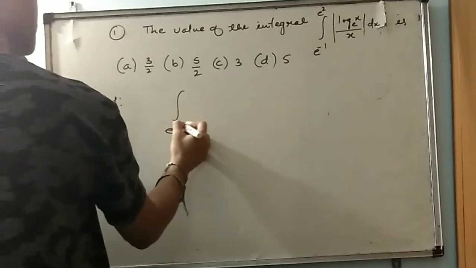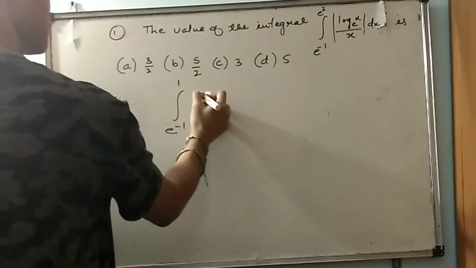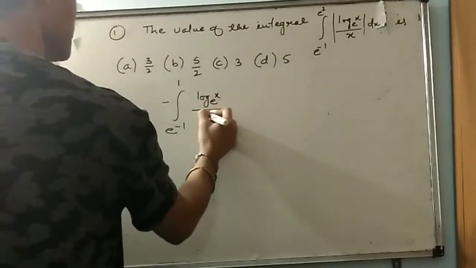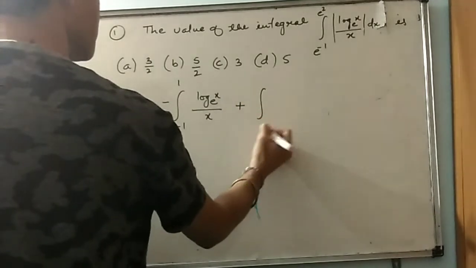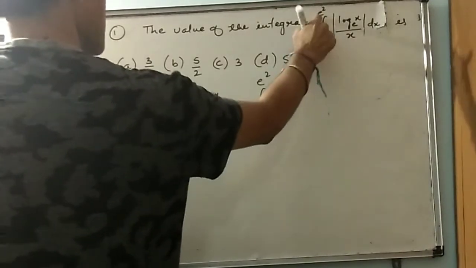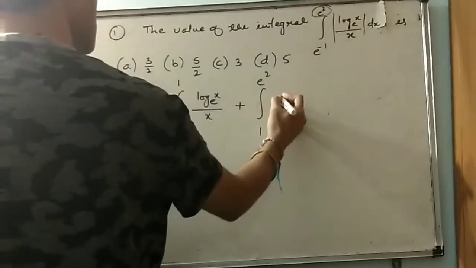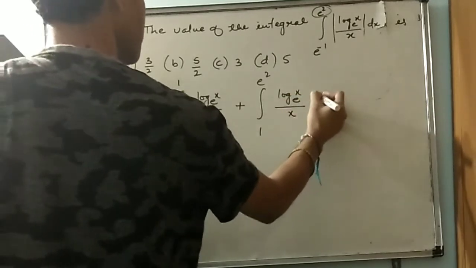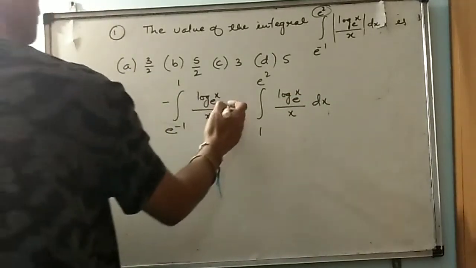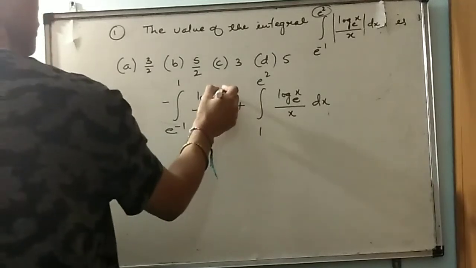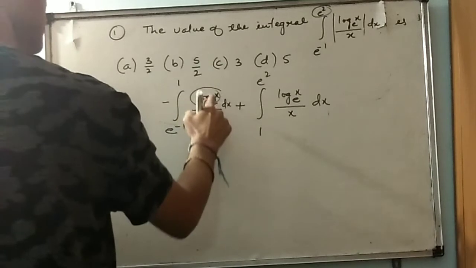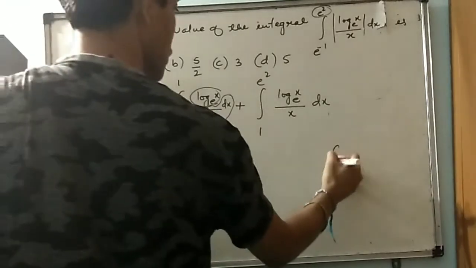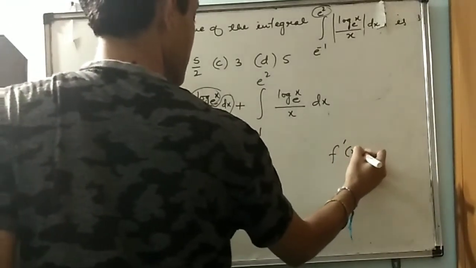E raised to minus 1 up to 1, it will be negative. So we'll write down log x base e divided by x, and then after 1 up to e square, it will be log x with base e divided by x. Now, as far as integration of this is concerned, this is our f x, and f dash x is in the form of product. So it is in the form of f dash x into f x.